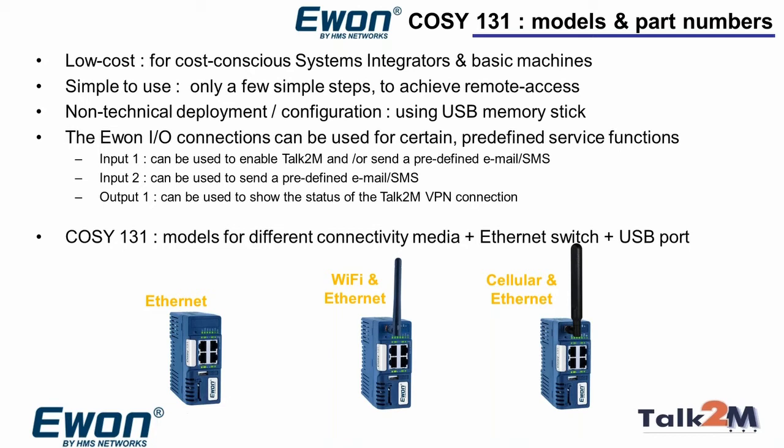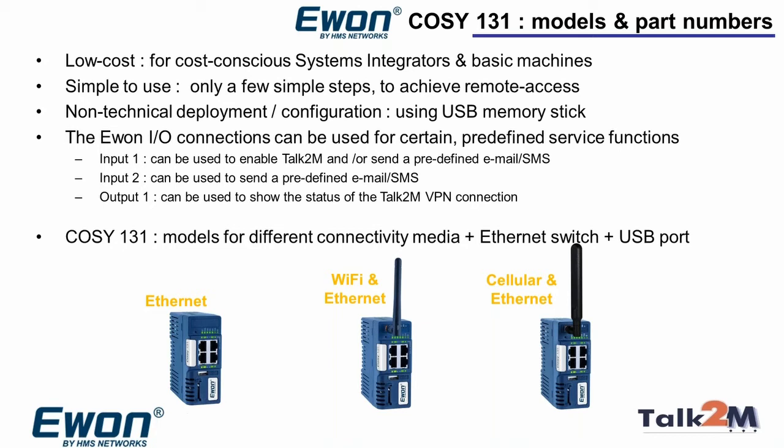You can also do a couple of other things. The input one I mentioned earlier, which is the Talk2M enable and disable input. That's typically what it's used for. You can also send out, using input 2, a predefined email. It's not uncommon for a machine to want to send out some alert message if there's a problem with it. So you can predefine a very simple email or an SMS, which the Ewon can send if input 2 is activated.